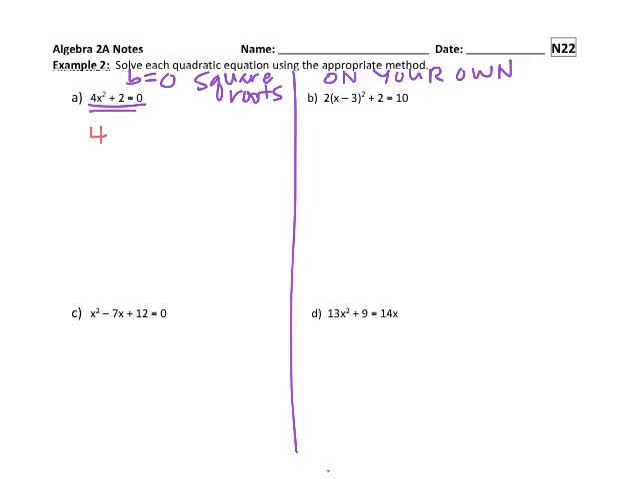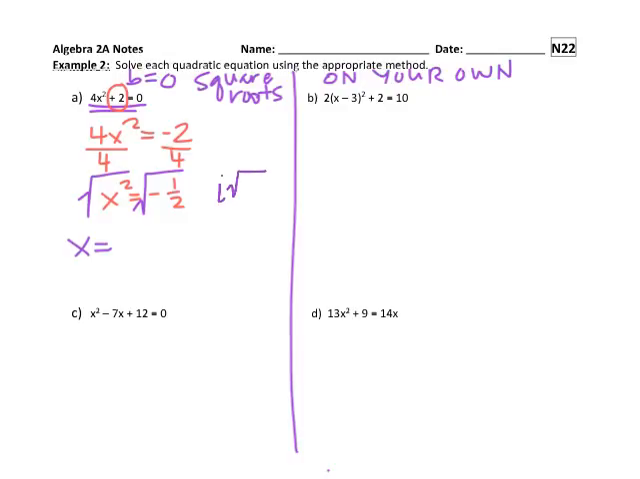So 4x squared equals -2 because I want my 4x squared term by itself initially. Now I want to get rid of the 4 because I want x squared by itself. So I'm going to have x squared equals -1/2. And if I take the square root of both sides, then I'm going to end up with x equals, and remember, when we have a negative underneath that radical symbol, we need to say that that is an i. So the square root of -1/2 is actually i times the square root of 1/2.